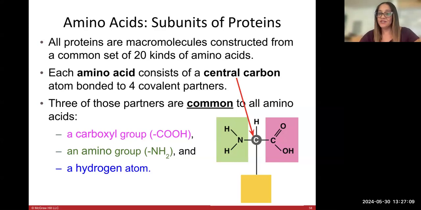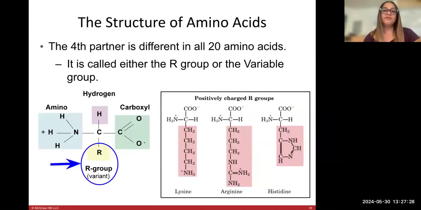Each amino acid has the central carbon bonded to 4 covalent partners. 3 of those partners are common to all amino acids. So all of the amino acids will have that central carbon, a carboxyl group on one side, and the amino group on the other side. It will also have a hydrogen atom on top. The 4th partner is different in all 20 amino acids. It is either called the R group or the variable group. It could be acidic, it could be basic, it could make the entire amino acid positive or negative. Hydrophobic, hydrophilic. It varies.